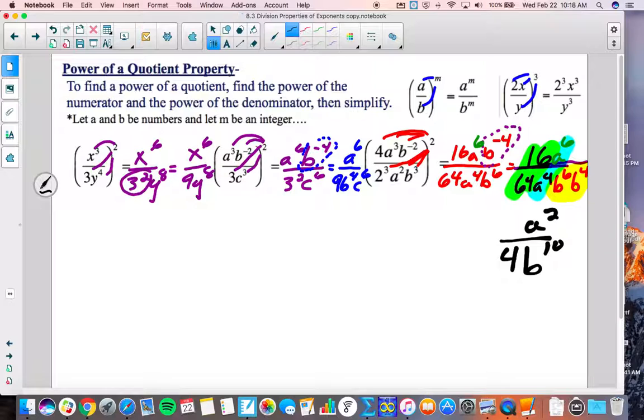It's not wrong to have it up there. Anytime we see a variable without a value in front of it, we can slip a 1 there, but we don't need it. So whether or not you have that 1, it means the same thing. Final answer right there.